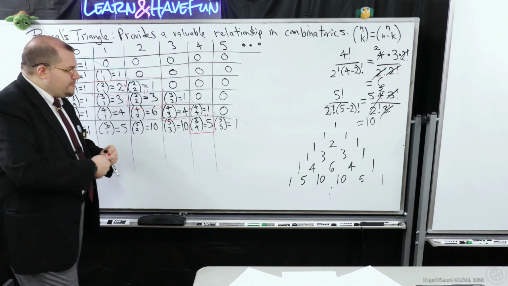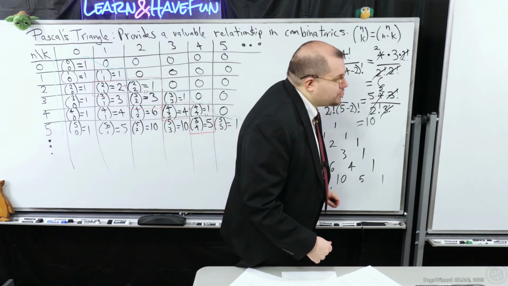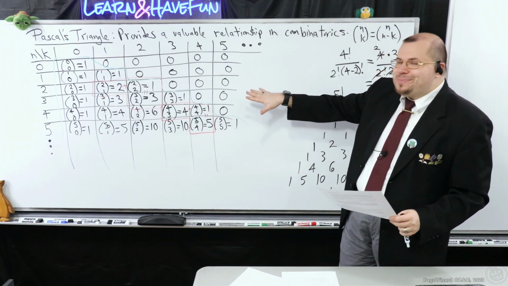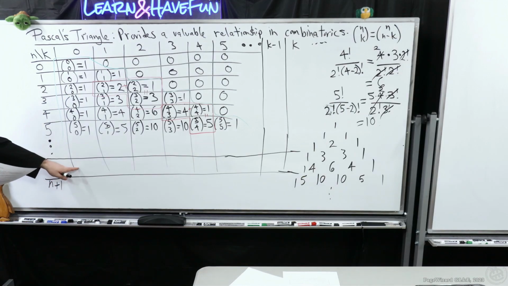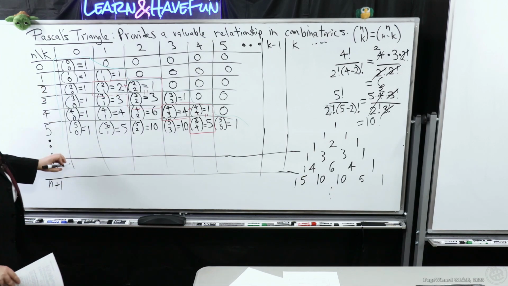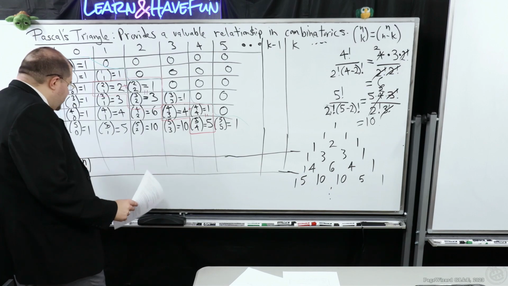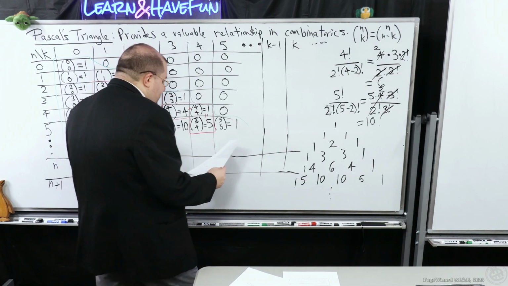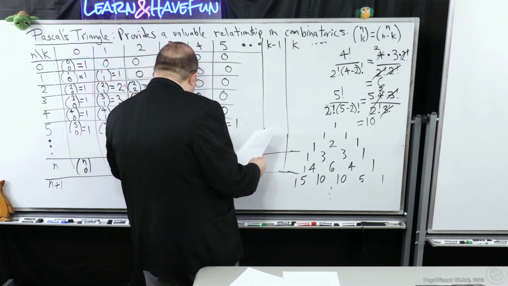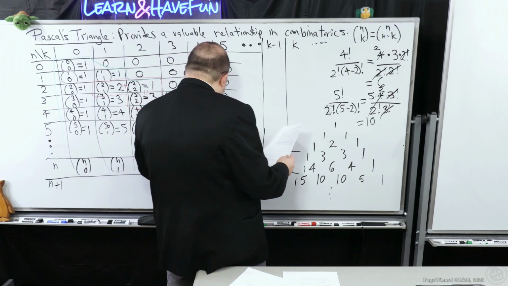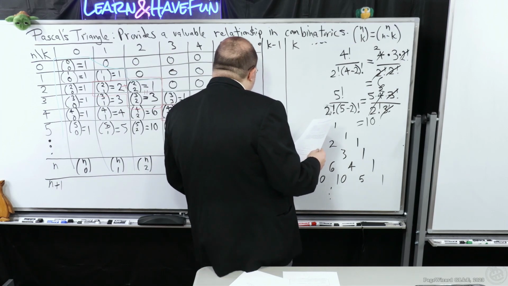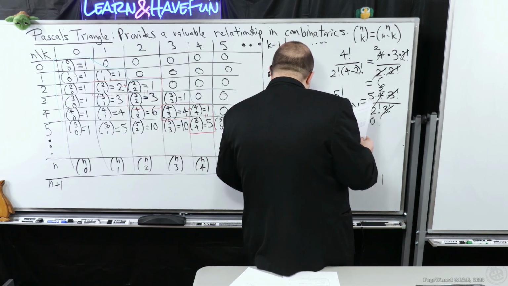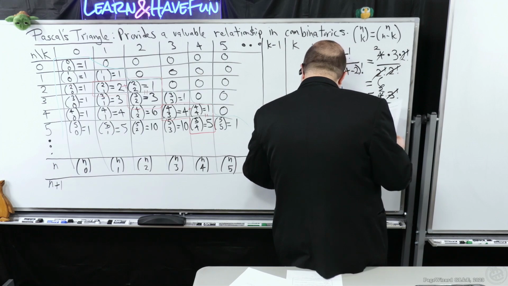Interesting. Well, let's extend out our triangle now to try to figure out what's being written down here. What would go right here? This is n choose 0. This would be n choose 1. This would be n choose 2. This is n choose 3. N choose 4. N choose 5. And then I have n choose k minus 1. And I have n choose k right here.